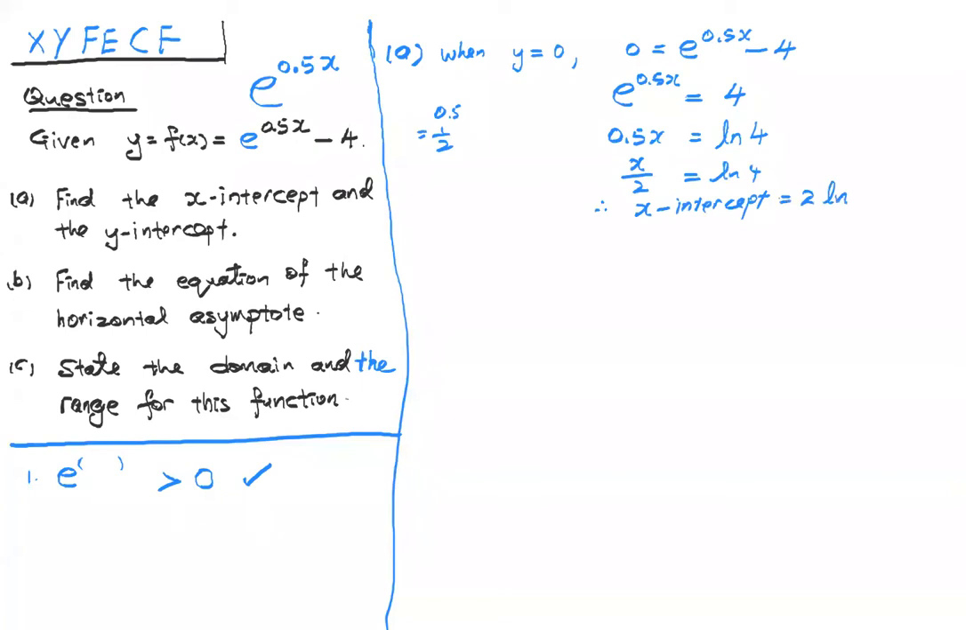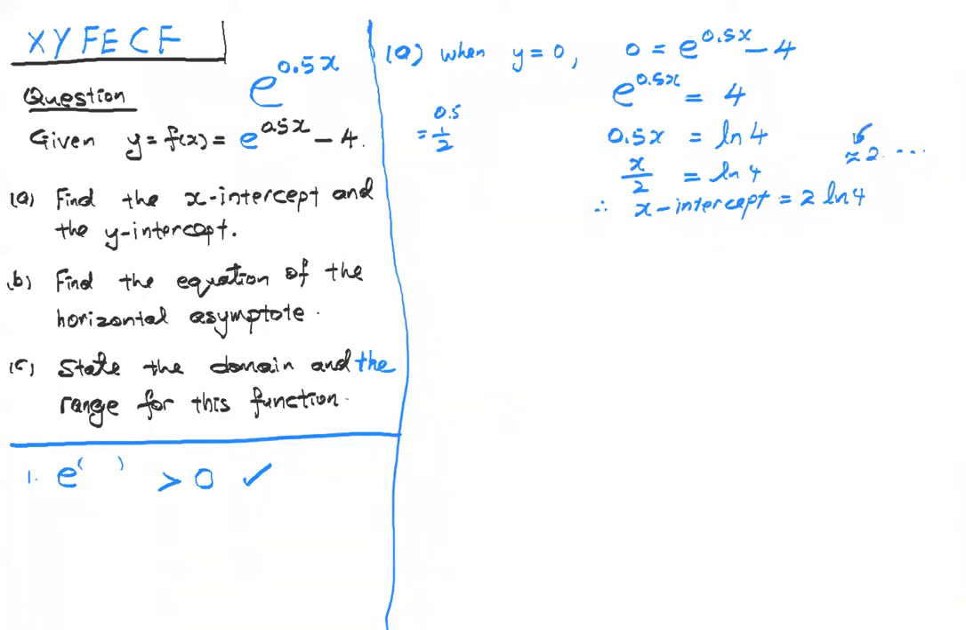So this is the exact value. If you use your calculator and type out the value, you get approximately 2 point something. Yeah, that is the approximate value. That's why I use this approximate sign.